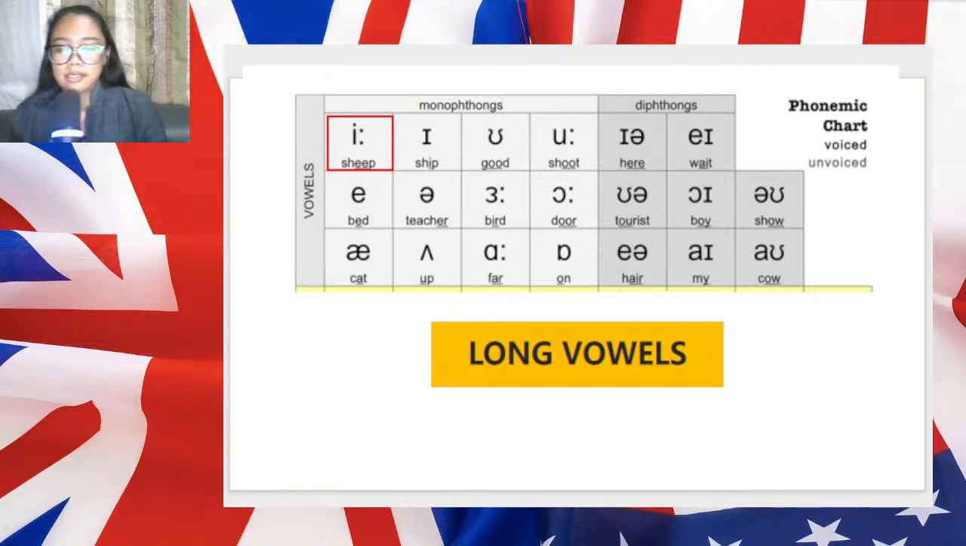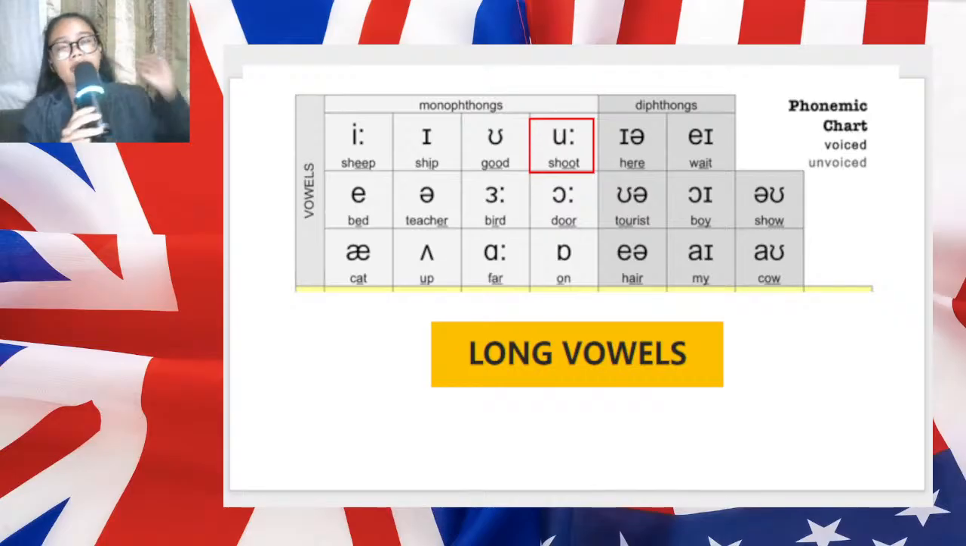All right. Second, let's move on to the next long vowel sound. Now this is, what do you call that? For a moment.